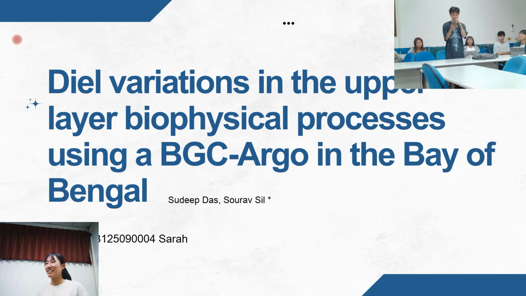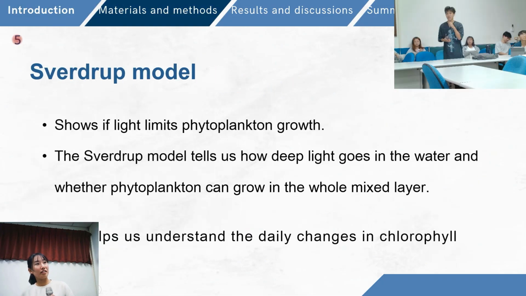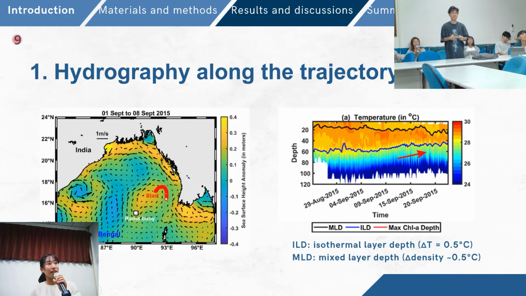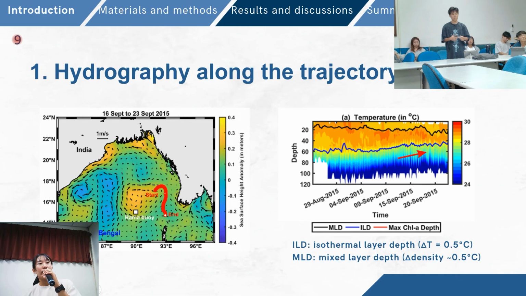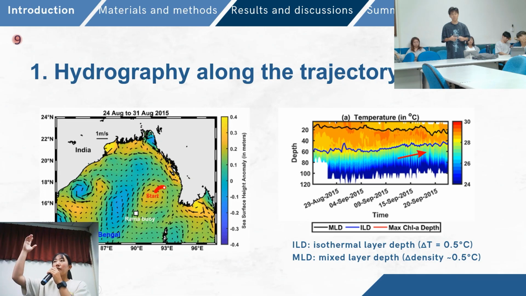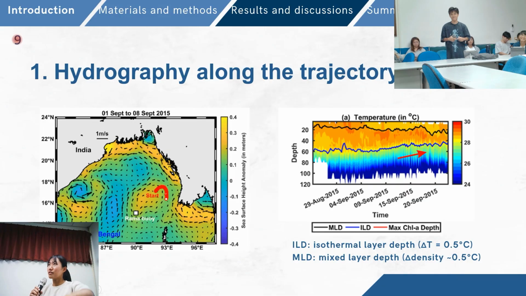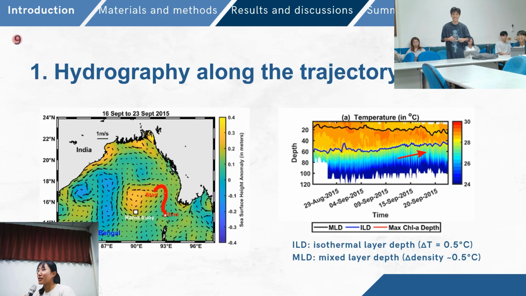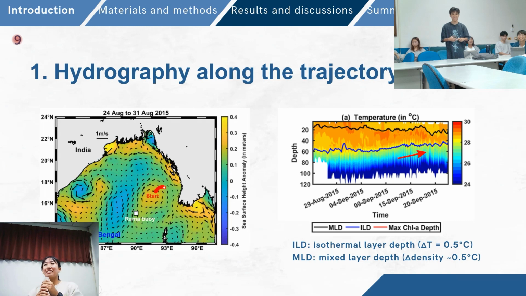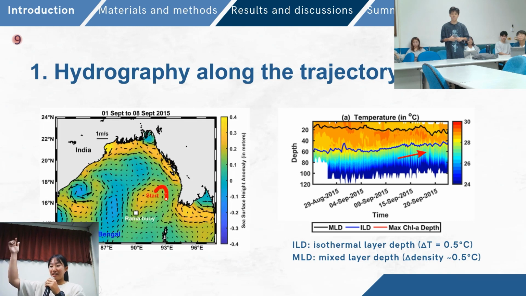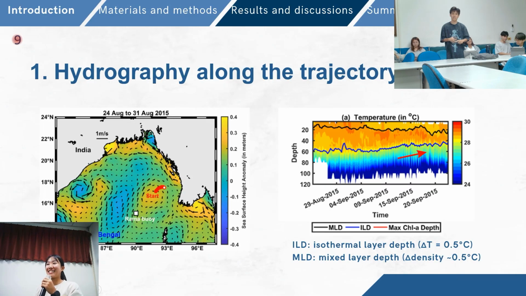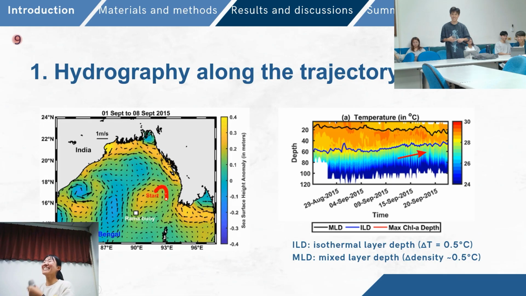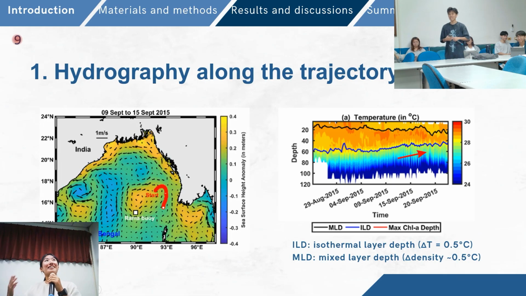Can you tell me why you talk about MLD and ILD? The MLD is the mixed layer depth, and ILD is isolume layer depth. It can show the vertical structure, and we can see the light in the ocean, how deep it goes. So it can help us explain the chlorophyll.